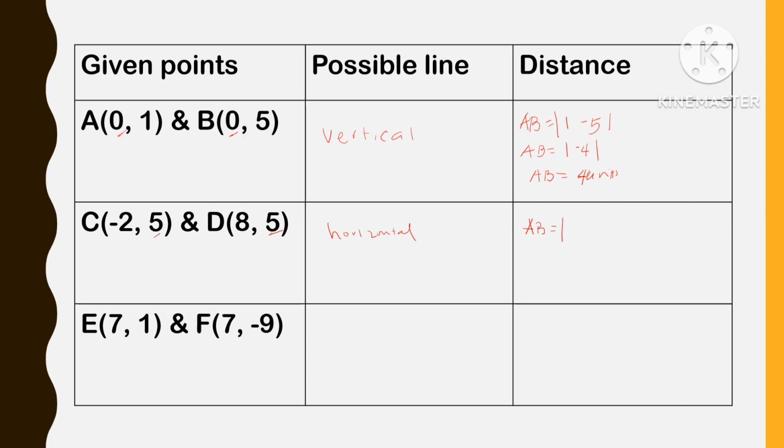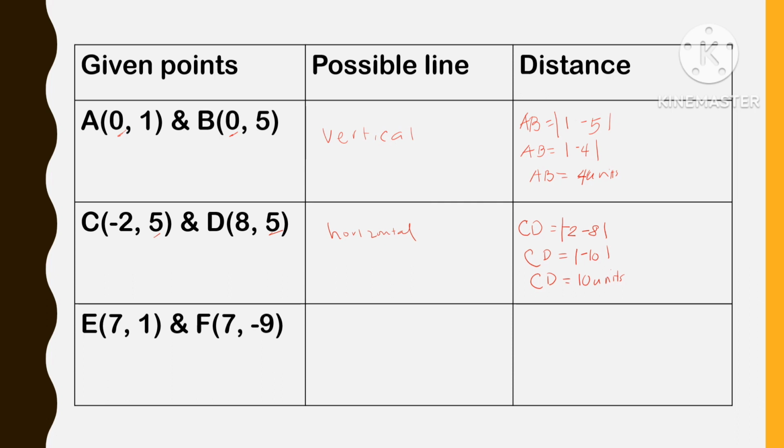So this is point C, point D. The x-coordinate of point C is negative 2. And the x-coordinate of point D is 8. Okay, so the distance between point C and D is equal to the absolute value of negative 2 minus 8. This will give us negative 10. So the distance between point C and D is positive 10 units.